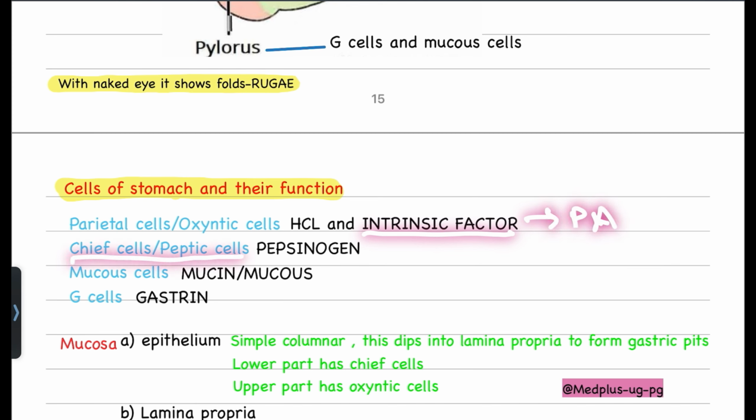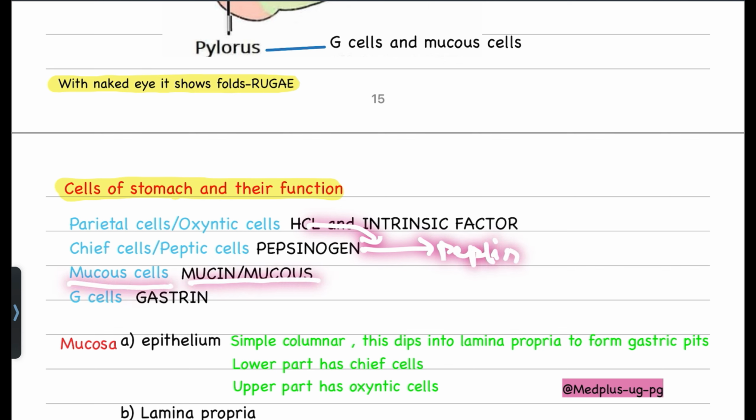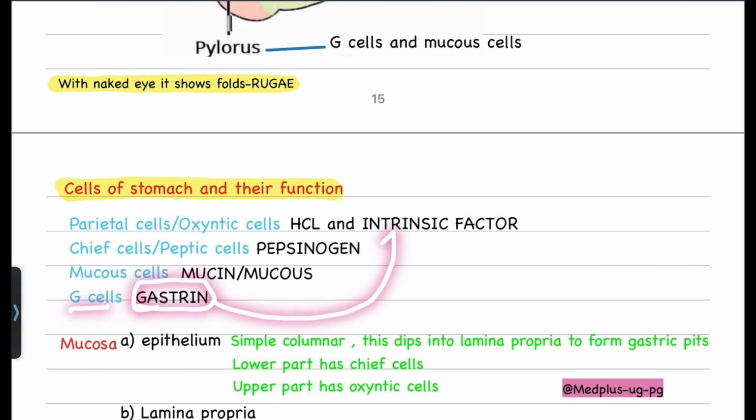Chief cells or peptic cells secrete pepsinogen. It is a proteolytic enzyme, meaning it digests the proteins. On HCl, it converts into pepsin. And we have mucous cells which secrete mucin or mucus for protection, and G cells which secrete gastrin. Gastrin is needed for the secretion of the HCl from the parietal cells.